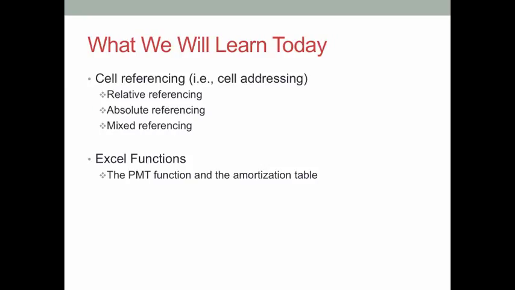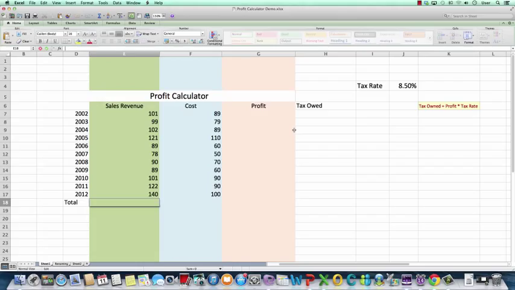In Excel, we have three types of data cell referencing. They are relative referencing, absolute referencing, and mixed referencing. Let's see an example how they are different. In this spreadsheet table, I'm about to create a profit calculator for a company.